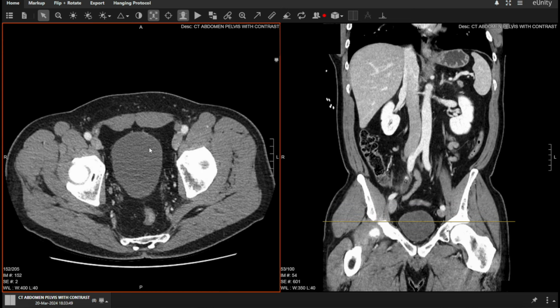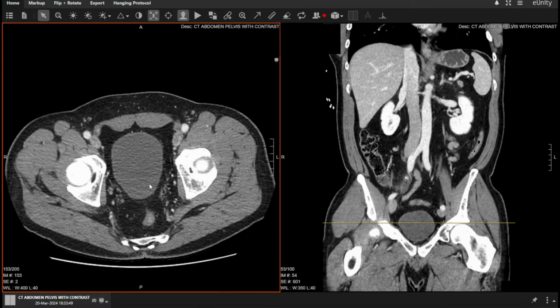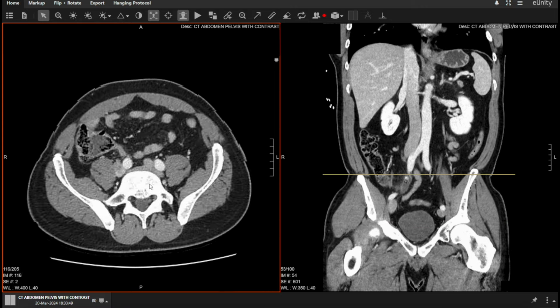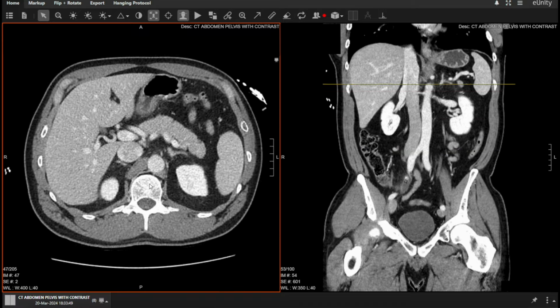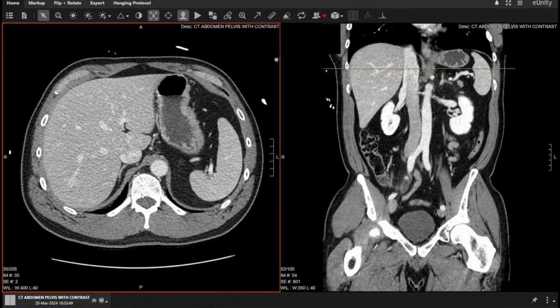As we get lower, we can see the bladder and the rectum here. Let's go back up to the top and focus on the vascular structures. So again, this is a portal venous phase, which means we have the benefit of filling of the arterial system and to some degree the venous and portal venous system.